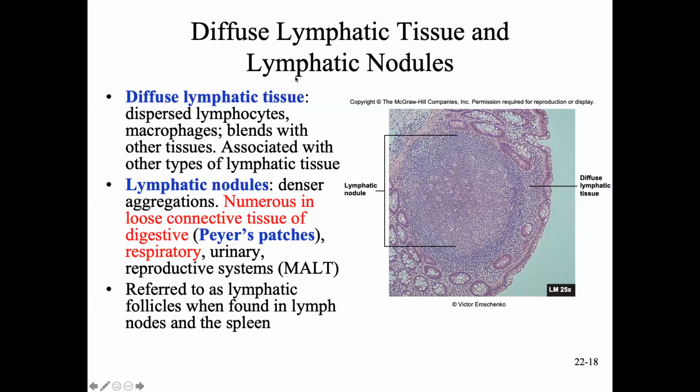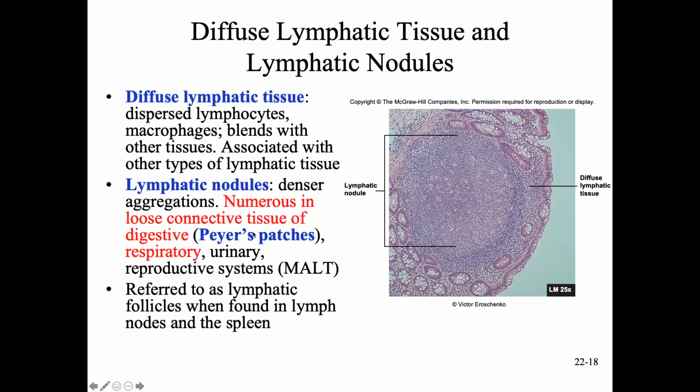So we're going to see that our body has different clusters of these lymphocytes. Usually they form little nodules, little small circular areas. And it does look like this. It looks like there's a little bit more purple on the outside, and almost clear looking on the inside. There's a reason why we have this arrangement, right? Lymphatic nodules are dense aggregations of white blood cells, numerous in the loose connective tissue of the digestive and respiratory system.